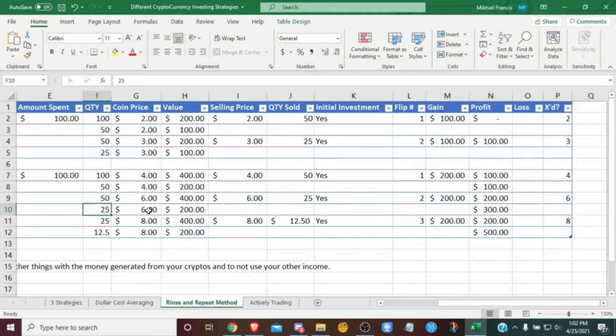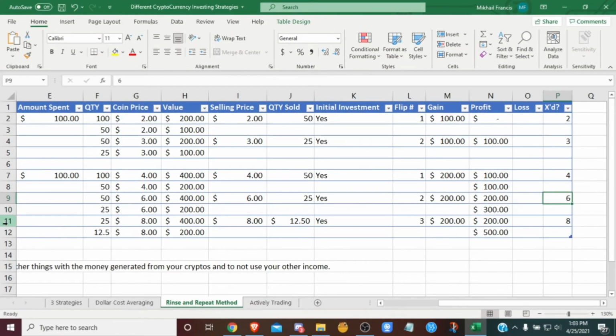When the coin price is at $6, your total value is now back to $200 because you just sold half again. And over here, you made a total profit of $300 because from your first flip, you profited $100. Your second flip, you profited $200. So now from your second flip, your total profit, $300. And on your second flip, you gained $200 and you profited $200. And you 6x your money.